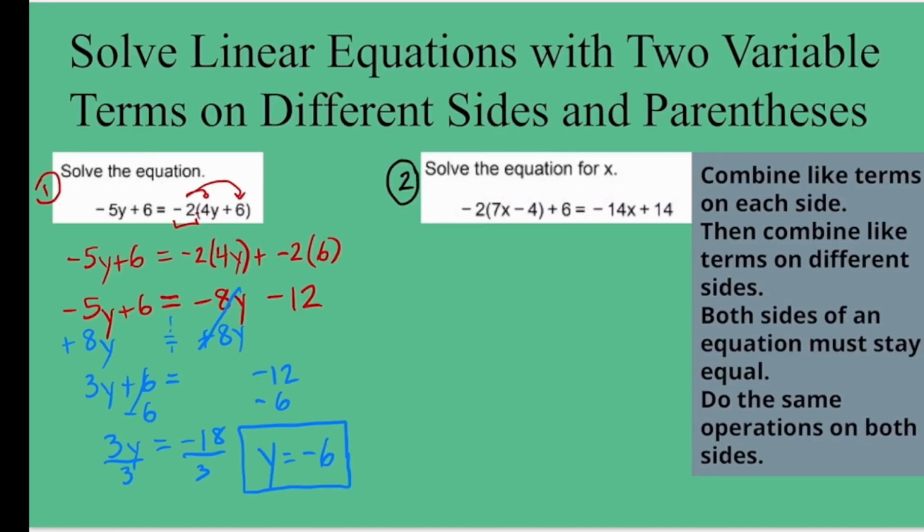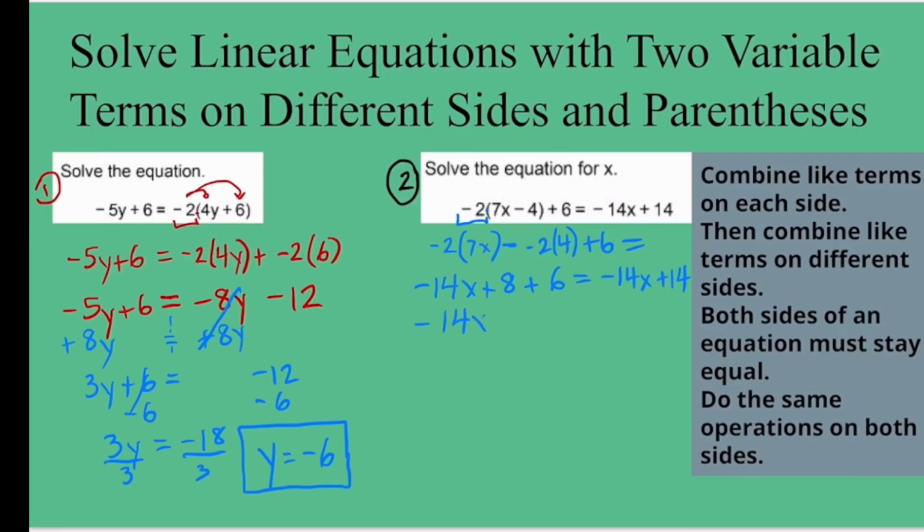On the left side is where we have our distribution. So we still have -2. So that -2 is going to multiply by the 7x. We're going to subtract, because there's a minus in the parentheses. That -2 is going to multiply by the 4. We're going to add 6. So our left side is going to simplify to -14x plus 8 plus 6. And the right side is -14x plus 14.